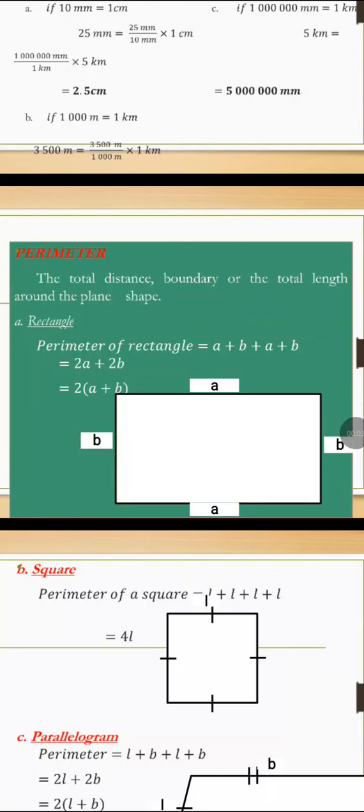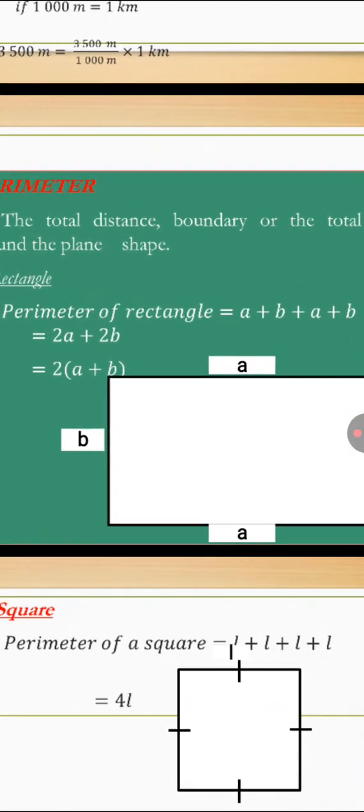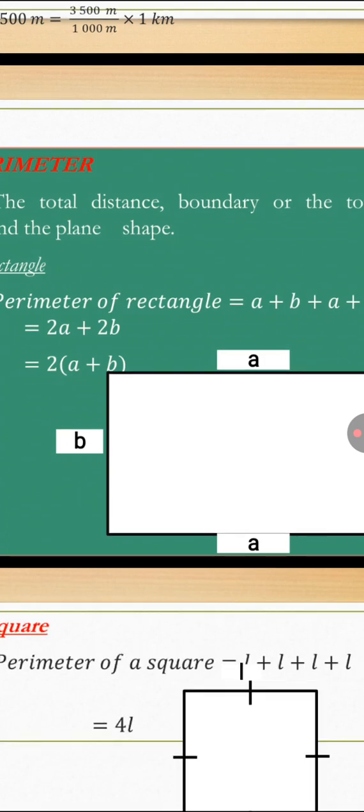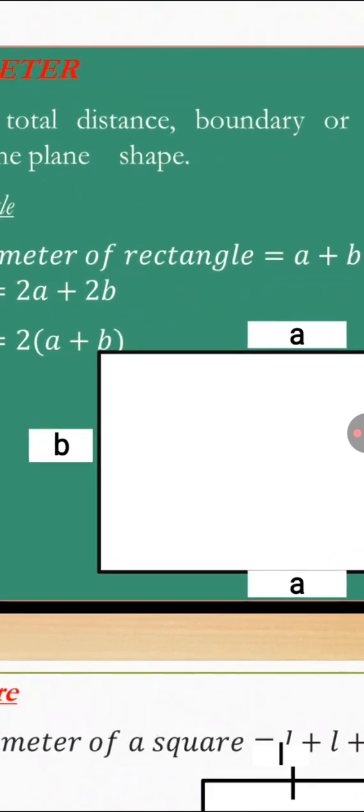So with the understanding that we have, it means the perimeter of a rectangle is a plus b plus a plus b. That's the total distance around the shape or the field. So when you group like terms, you end up getting what? 2a plus 2b, because the a's are 2, two pairs are equal. So 2a plus 2b. And you can decide to factorize the 2 out to make it 2 into bracket a plus b.